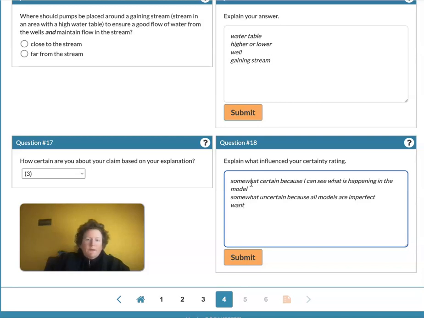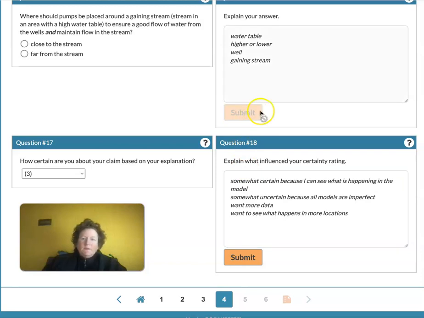I always want more data to decide if I'm certain or uncertain. If I'm going to be really certain, I want a lot of data. So I want more data to be really certain. And I also want to see what happens in more locations. A model is kind of a generalized view of what happens in a particular situation, but having data from actual real life situations would make me a little bit more certain.